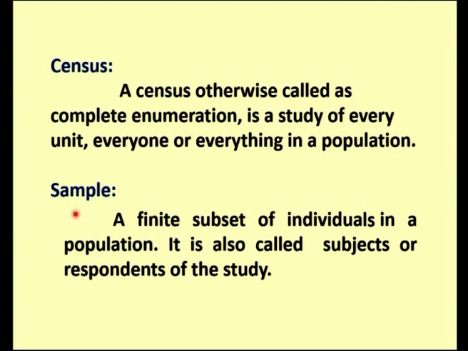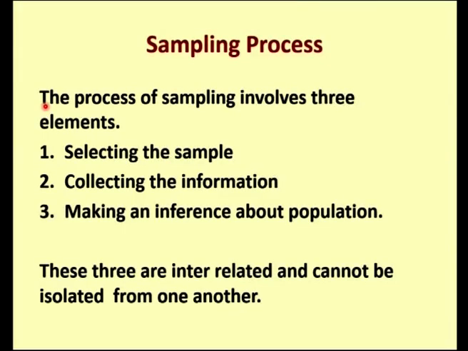Before that we see what is actually sample. It is a finite subset of individuals in a population. It is also called subjects or respondents of the study. Now, taking a sample from the population and analyzing the population based on the sample units is actually the sampling process. The process of sampling involves 3 elements. First one, selecting the sample, then collecting the information based on the sample, then making an inference about the population based on the information about the sample. These 3 steps are interrelated and we cannot isolate them from one another.